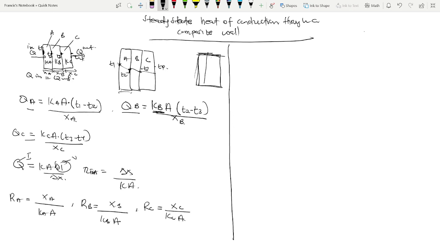Yes. So now from the heat equation, we can see that if this is our RTH, then heat is now equal to the change in temperature all over our resistance, right? Because our resistance now is change in X over KA. So when we put that here, we're going to get change in X all over KA.